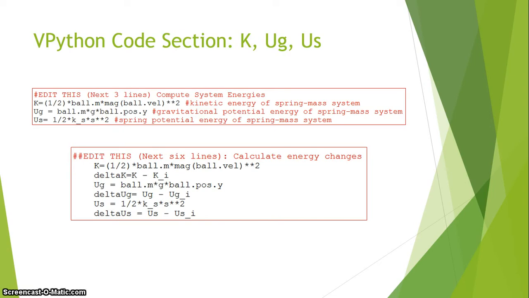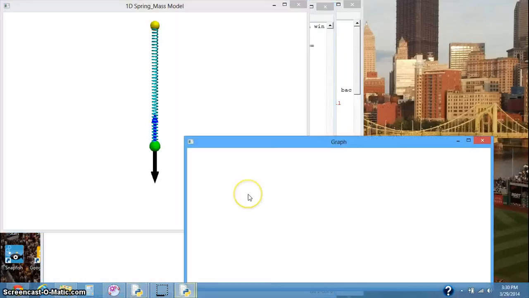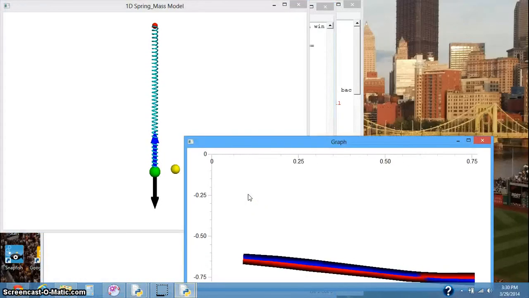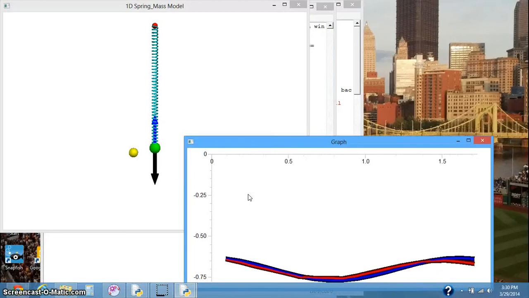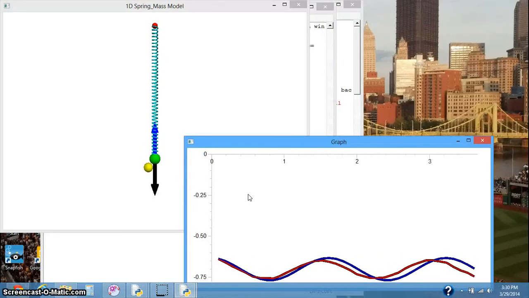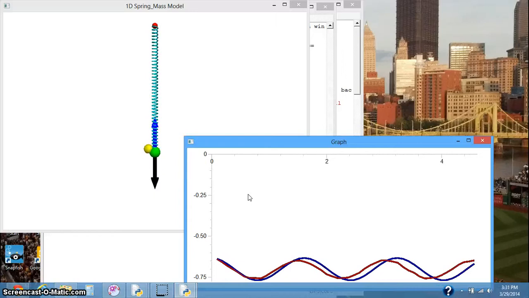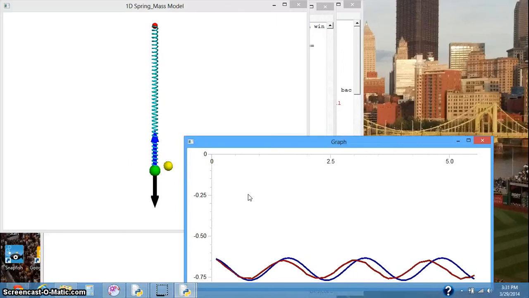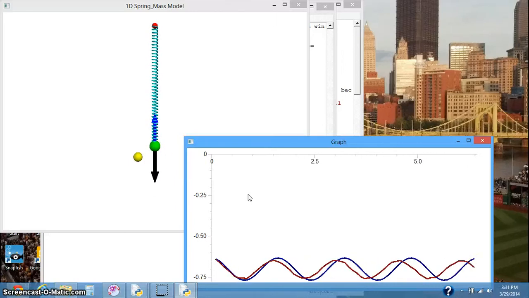The change in each of these types of energies was determined by subtracting the previous energy type from the newly calculated type of energy. The following results are shown when VPython is run in order to compare Tracker's analysis of motion versus the computer's modeled motion. Note that the red line differs from the blue line based on human error used when tracking the system as it oscillates.